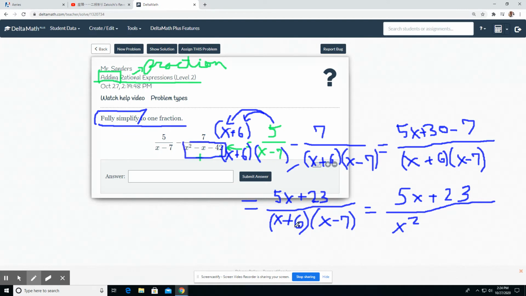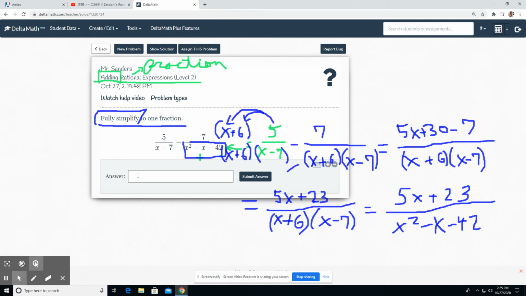Notice 6 minus 7 is negative 1. That has an x next to it. There's the negative x right there. 6 times negative 7 is negative 42. So this is the fully simplified version. A lot of times they'll let us keep it in this factored form if we know nothing cancels, but they want us to fully simplify it. So that should be our answer.